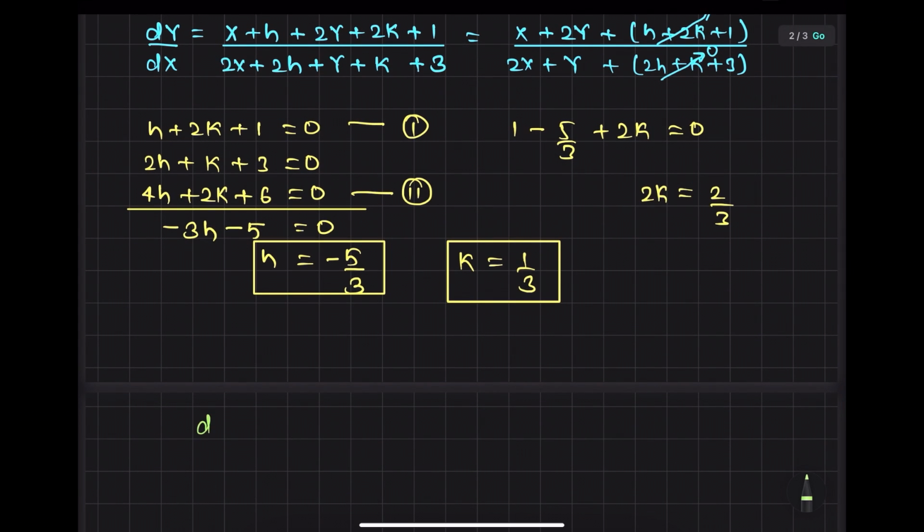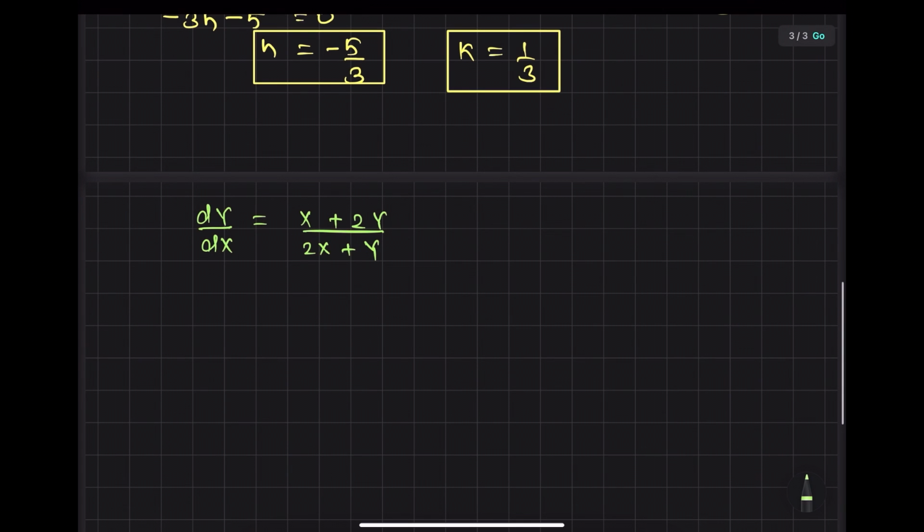Now can I write dy by dx is equal to x plus 2y upon 2x plus y. So if you'll observe this thing, you have your homogeneous equation. Everything is in 1 degree. Okay. Now can I replace y with vx capital?